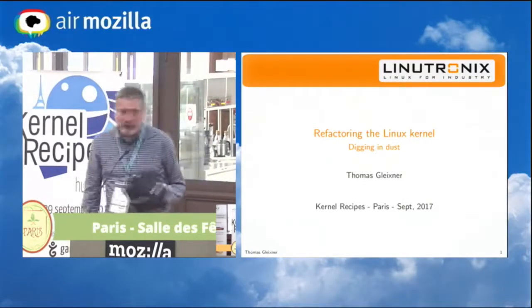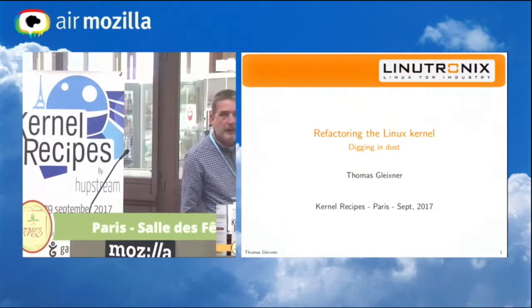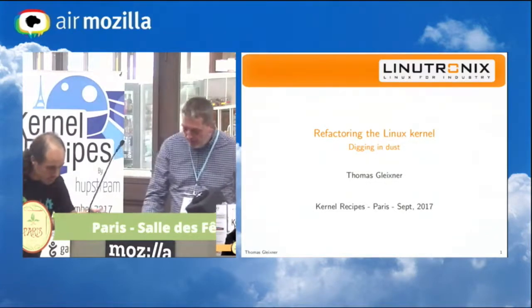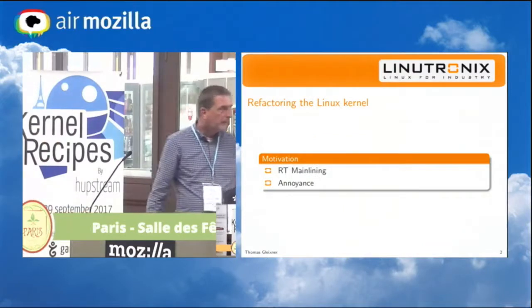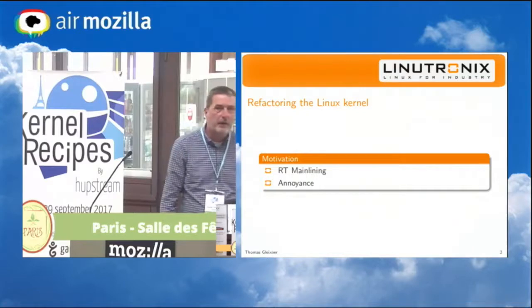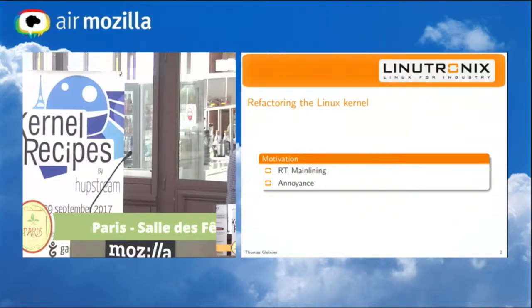I'm talking about refactoring the Linux kernel, or digging in dust. That's something I was doing for the last couple of years in several areas of the kernel. Why? The motivation for that is, A, I'm trying to get the real-time patches into the mainline kernel. And a lot of the things we have to do in the real-time patches is actually to work around shortcomings of the mainline code base. And the other part of the motivation, I'm annoyed of that crap. If you have to dig into stuff which just doesn't make sense, and you have to do that for 10 years in a row, you really get annoyed.